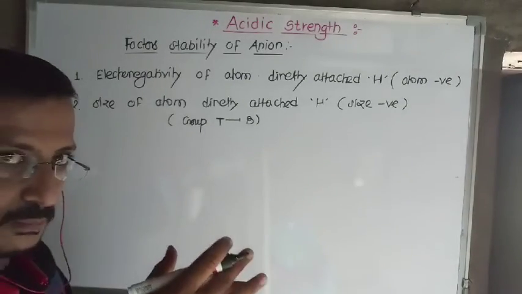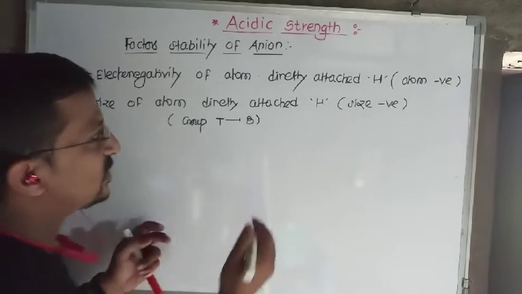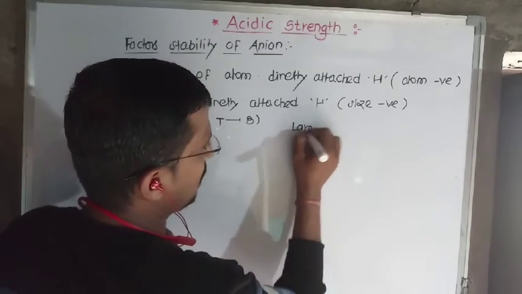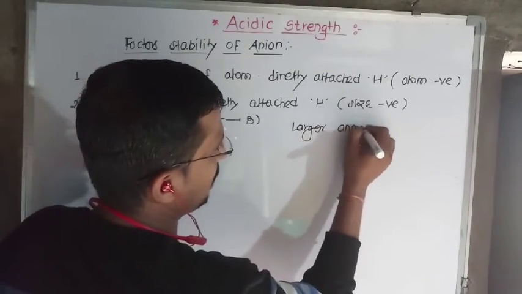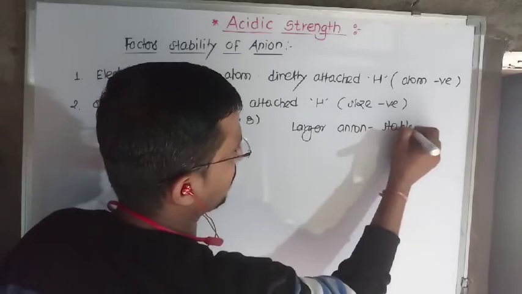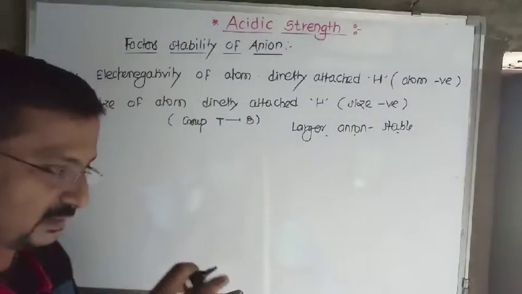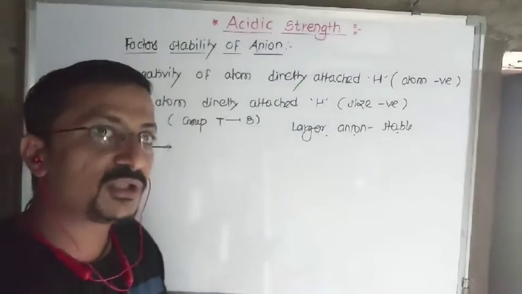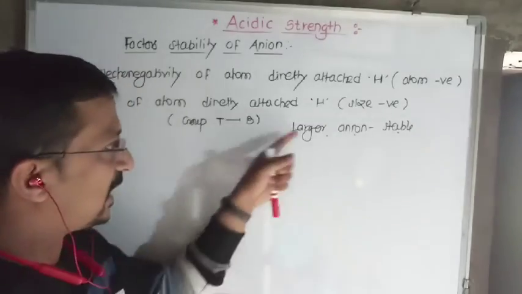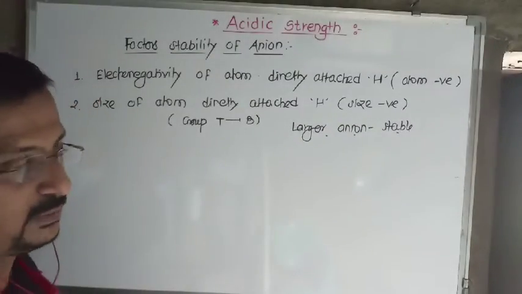Just before an example: the larger the anion, the more stable that anion. Larger anions accommodate negative charge very easily. That's why a larger anion will be more stable.